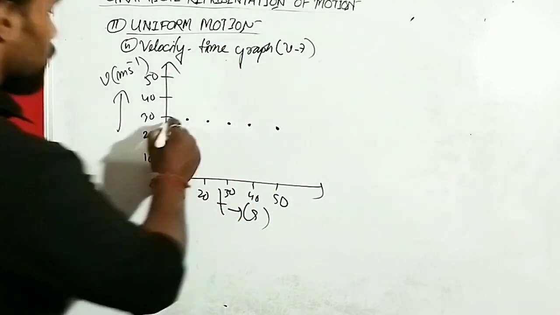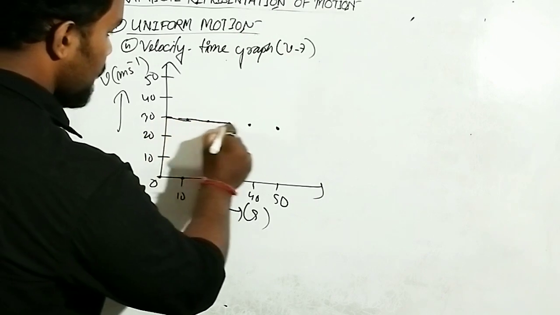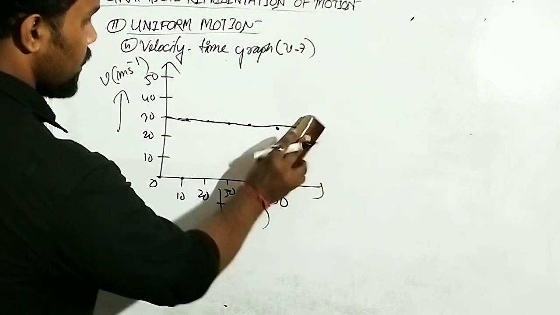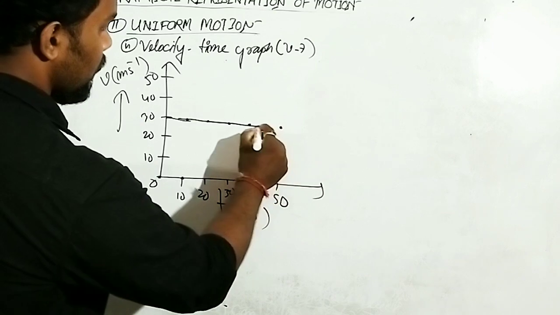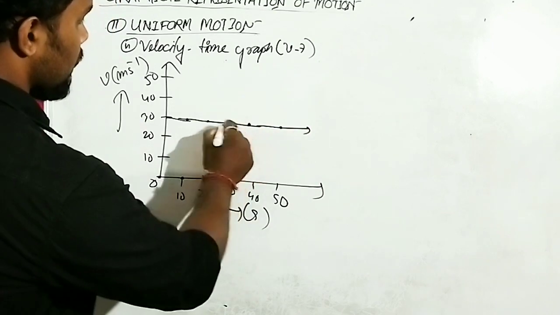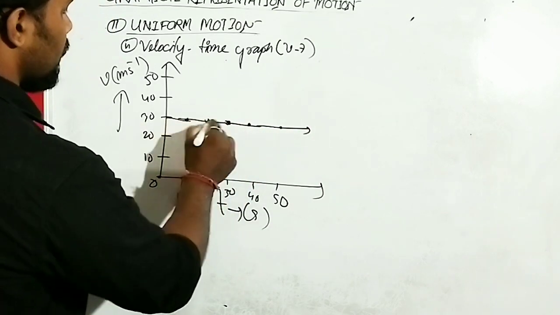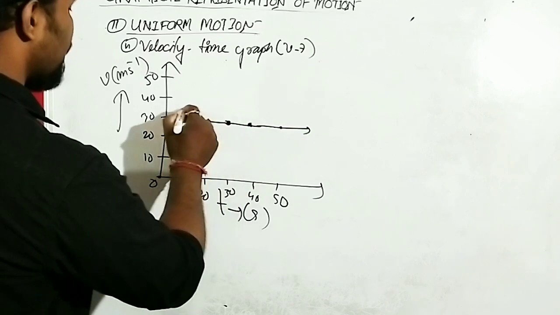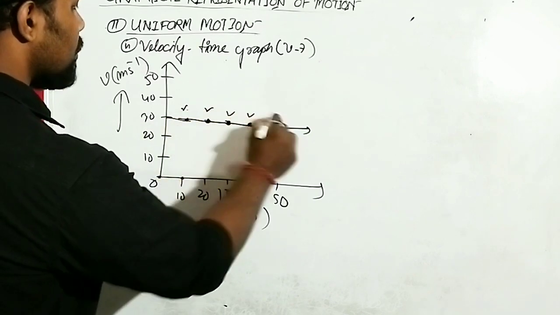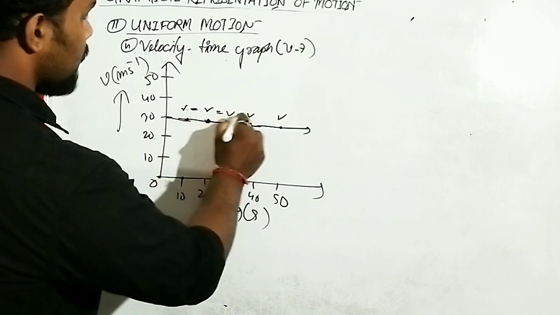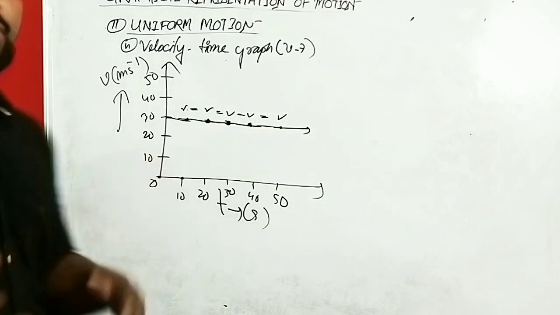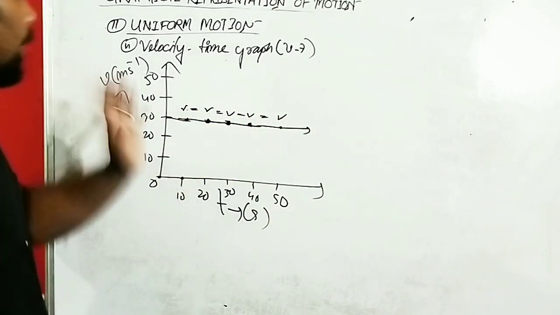Clear? So if I draw a line passing through all these points, these are the points, these are the values of points. You can give a value of V, because all the velocities are equal, right? But times are different, right? Now we have understood the concept of the velocity time graph.